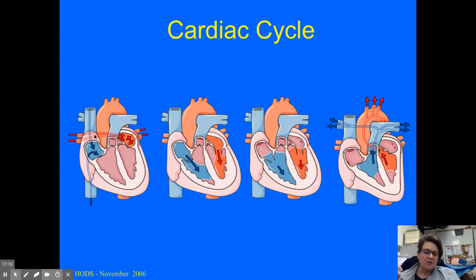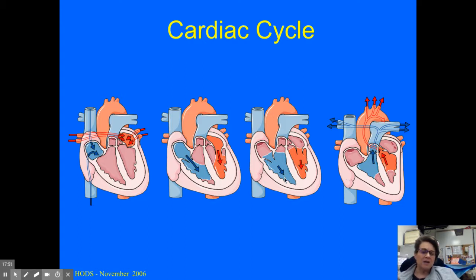On the left side, you're seeing that the pulmonary veins are bringing oxygenated blood into the left atrium. And then when the tricuspid valve here and the bicuspid valve there open, blood is sent down into the ventricles. So deoxygenated blood goes down into the right ventricle, and oxygenated blood goes down into the left ventricle.